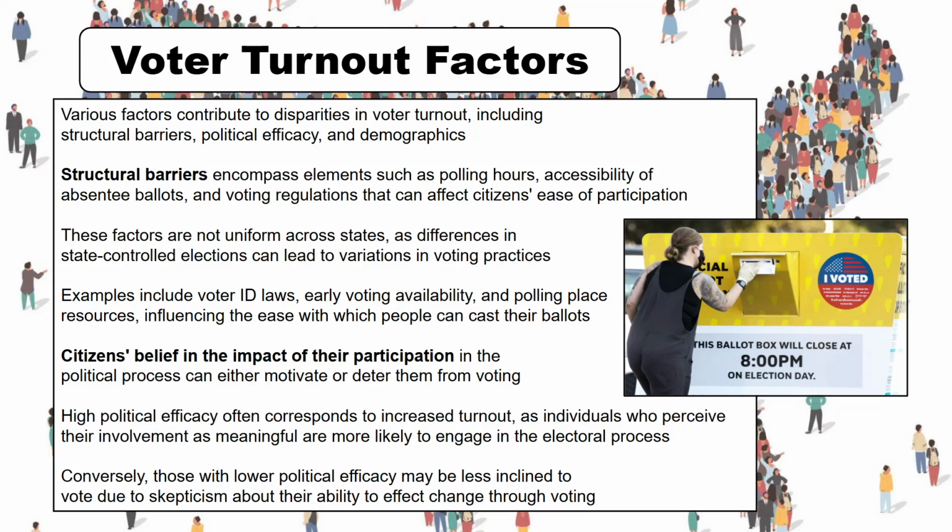Now, both are legal under federal law. So the South can do what they do, and the North can do what they do, or the West can do what they do, right? The result is that the structural ease of voting varies significantly across state lines.